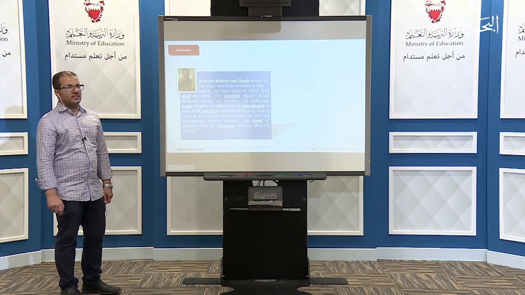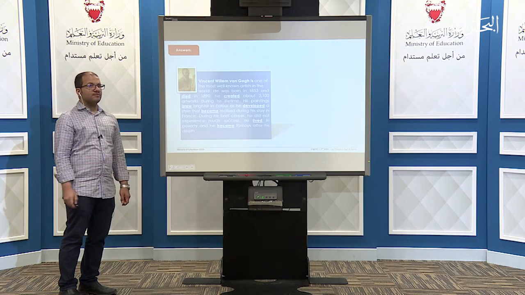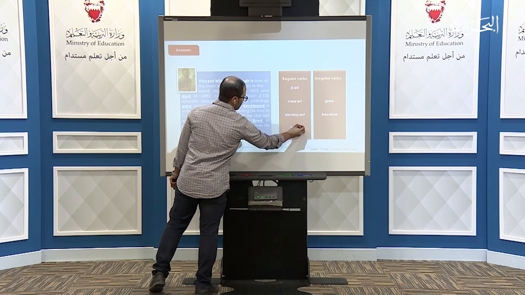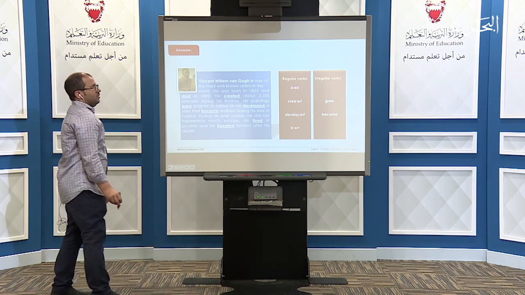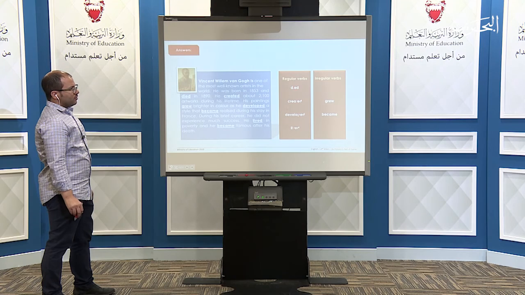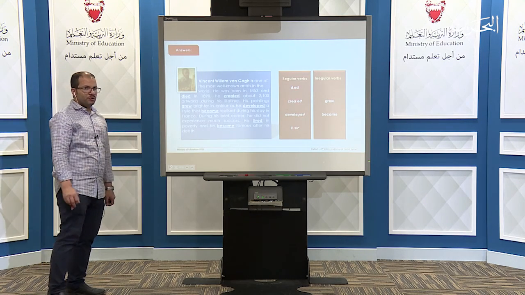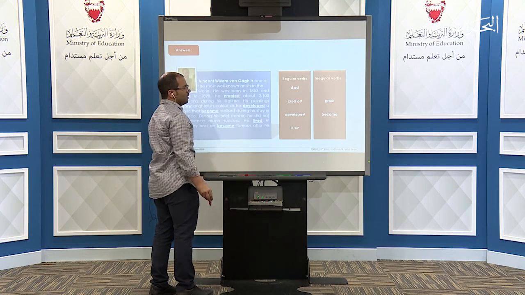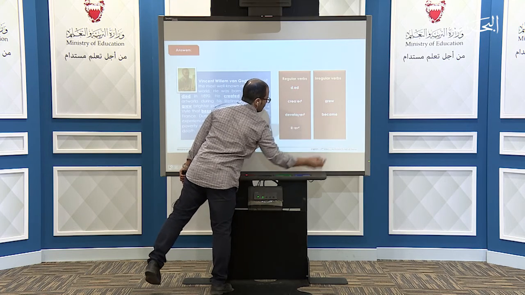Well done. I hope you've done it correctly. Now let's look at the answers. The regular verbs in this passage are died, created, developed, lived. How did we know that? Because we have ed at the end of each verb in the past tense. Whereas the irregular verbs in this passage are only grew and became. Grew is the past simple of the verb grow, and became is the past simple of the verb become.